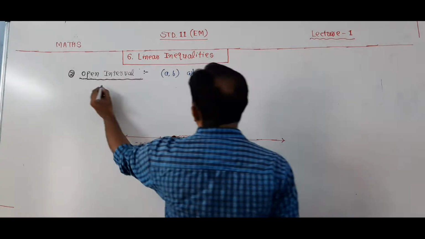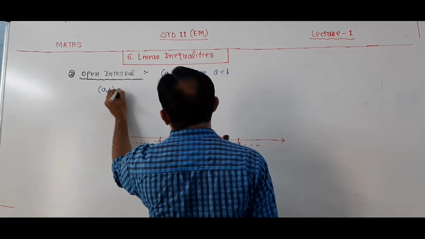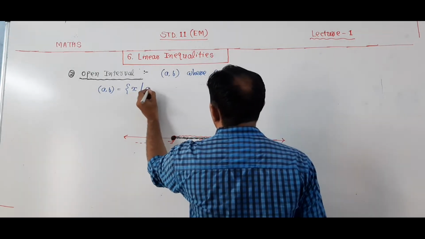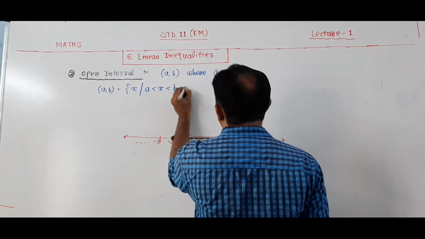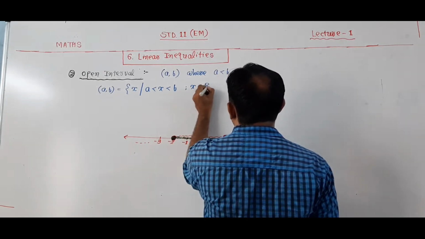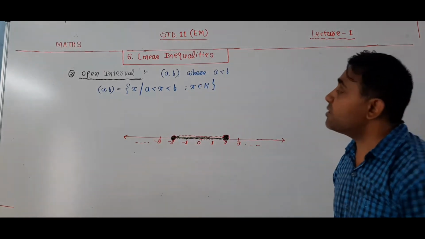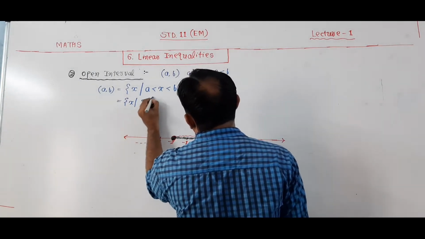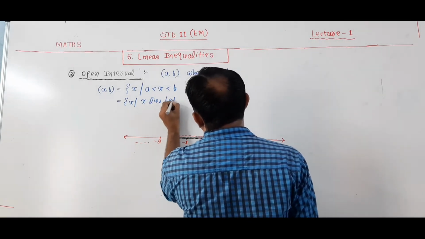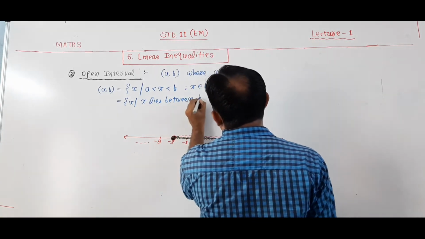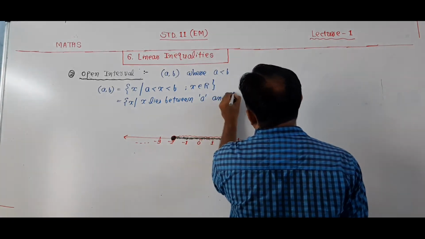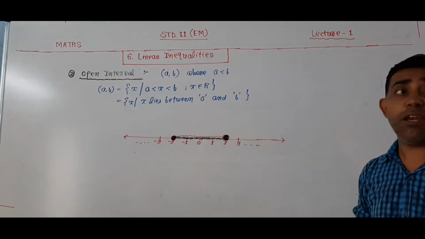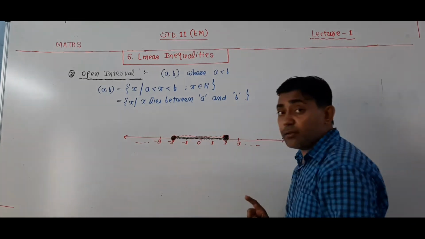First we write the meaning. The meaning is this: open interval (a, b) means those elements x where a is less than x, less than b, and x belongs to R. I think you understand the meaning. Or I write the meaning: those values of x where x lies between a and b. That means all the values between a and b. It means a is not included, b is not included.